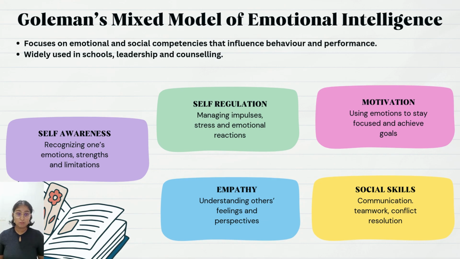Next is Goleman's mixed model of emotional intelligence. It focuses on emotional and social competencies that influence behavior and performance, widely used in schools, leadership, and counseling. There are 5 components: self-awareness, self-regulation, motivation, social skills, and empathy. The first one, self-awareness, is recognizing one's emotions, strengths, and limitations. Second is self-regulation, which is managing impulses, stress, and emotional reactions. Third, motivation, using emotions to stay focused and achieve goals. Fourth is social skills: communication, teamwork, and conflict resolution. The last one, empathy, understanding others' feelings and perspectives.